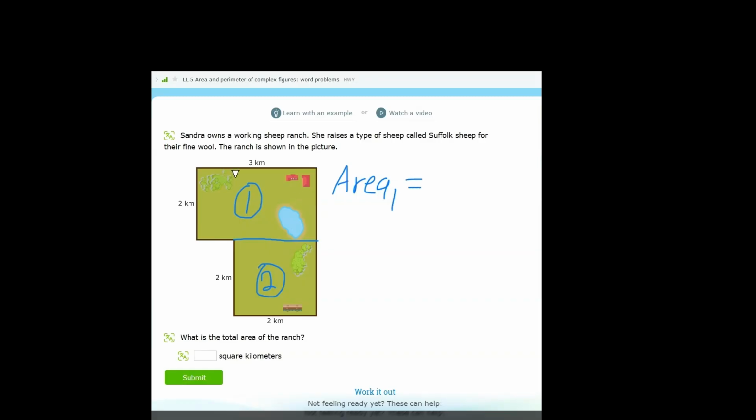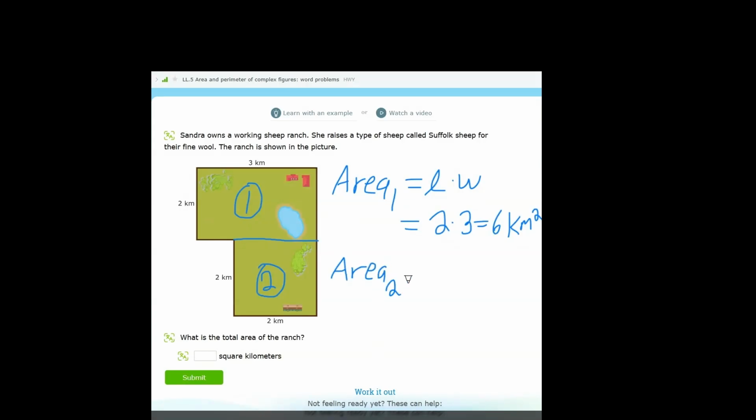So to find the area of shape number 1, well, this is just a rectangle. The area of a rectangle is just length times width. And we can see that this rectangle is 2 by 3. So the area of this is just 2 times 3, which is 6 kilometers squared. Let's not forget our units.